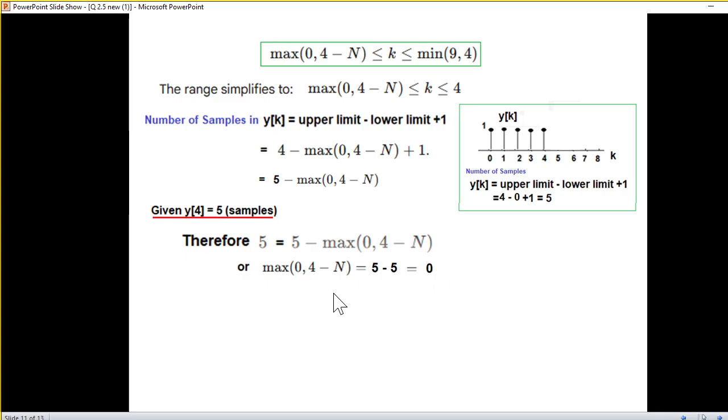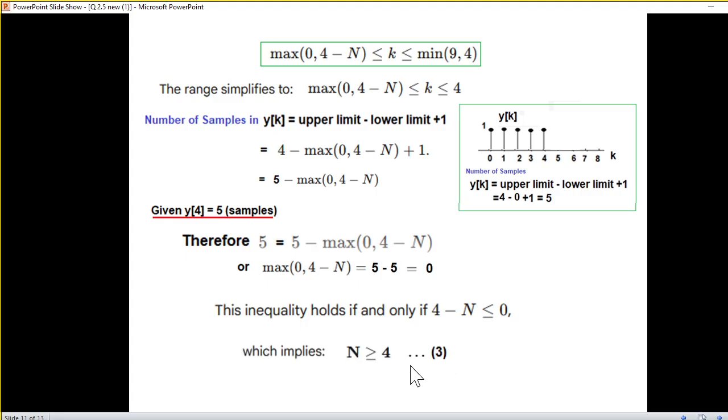Now, what do we conclude from here? If this one is, let's say, 1, then the maximum of 0 and 1 will be 1. But we need a 0. That means this is not 1. This has to be either 0 or less than 0. Only then this condition will be fulfilled. So we can say that 4 minus n has to be less than or equal to 0. And from here, we can say that n is greater than or equal to 4. So this is one of the conditions of n. We found that from the y4 is equal to 5 condition.